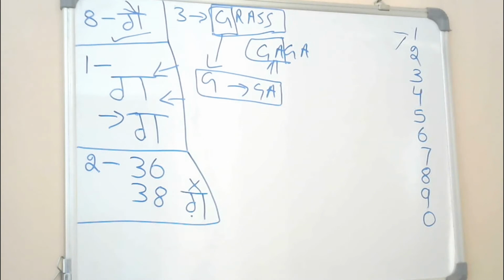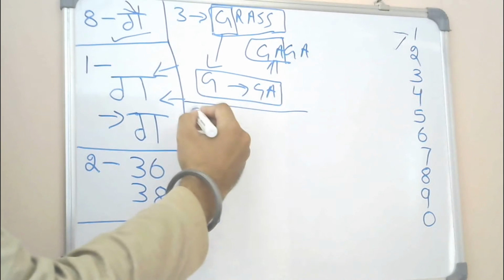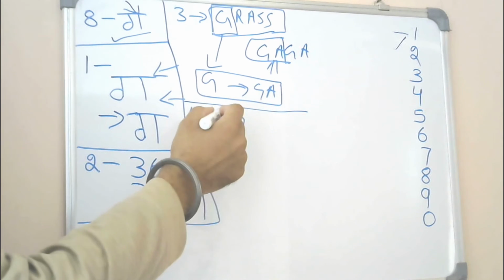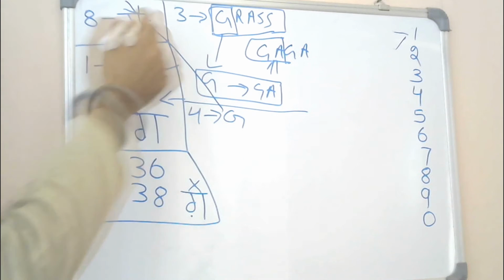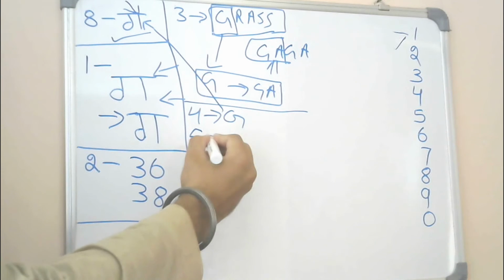The fourth step. Sound of the letter. The sound of the letter will be G, if no symbol is attached to this letter, then the sound will be G. Fifth is the examples.